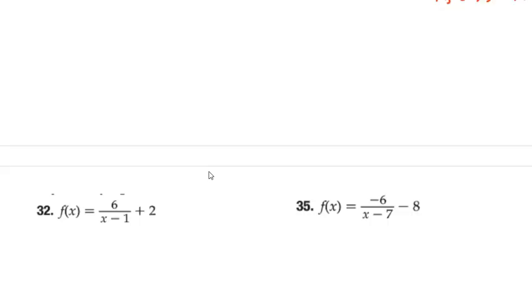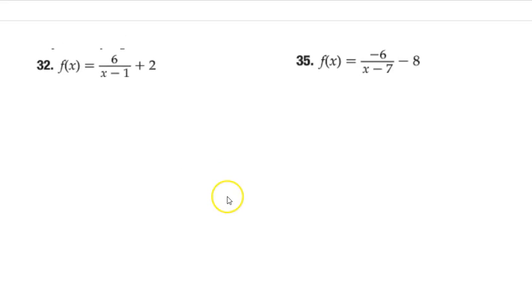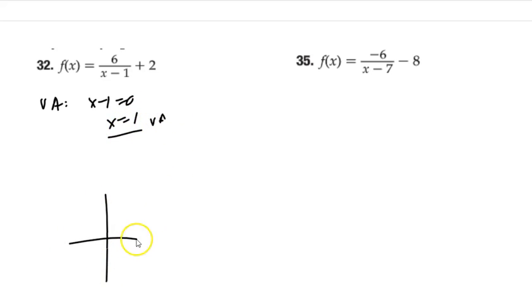Let's get a little more complicated. Let's look at this next one. Again, let's find the vertical asymptote first. Set the denominator equal to 0. So x equals 1. That's my vertical asymptote, right, the one number you can't be. Horizontal asymptote, we actually have something this time, right? Default is y equals 0, but I do have a vertical shift this time. So plus 2. So y equals 2 is my horizontal asymptote.